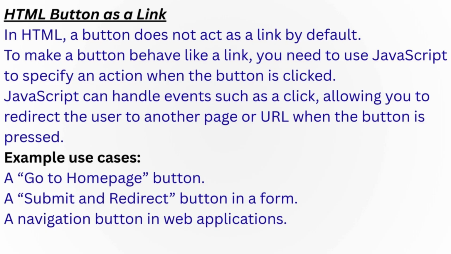Button as a link. An HTML button does not act as a link by default. To make a button behave like a link, you need to use JavaScript to specify an action when the button is clicked. JavaScript can handle events such as onClick, allowing you to direct the user to another page or URL when the button is clicked. We use the button tag and add the onClick attribute.